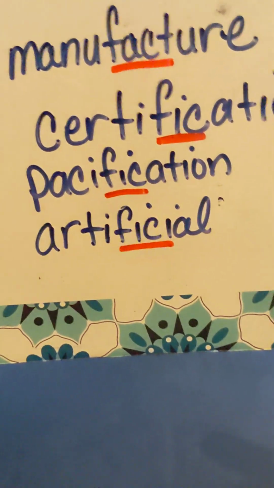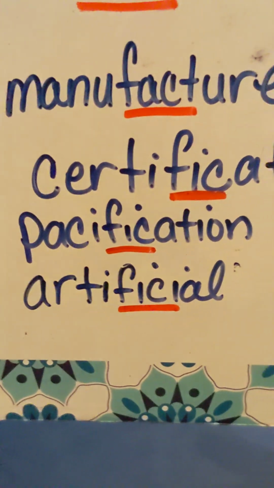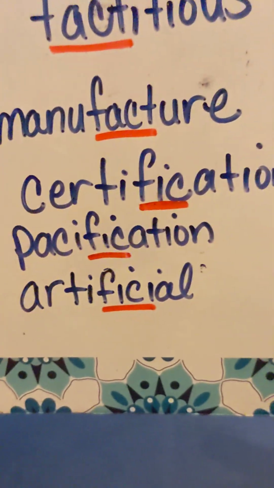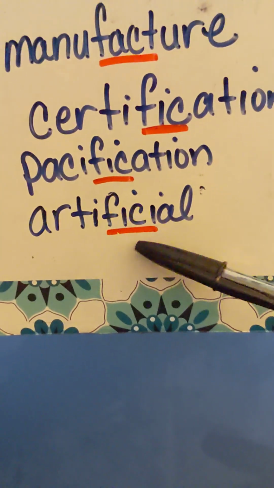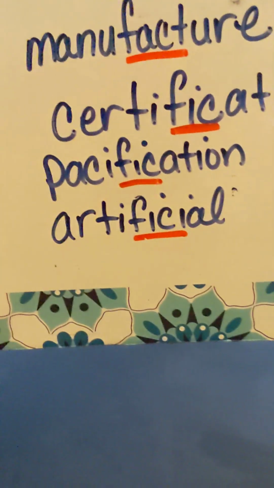Pacify, there's your FIC-fication, to make peace. When you pacify someone, it's because you want them to be okay. All right, to make peace. And then artificial, there's your FIC, to make or do. When something is made by humans and not nature.